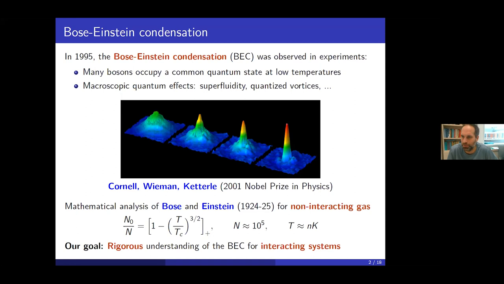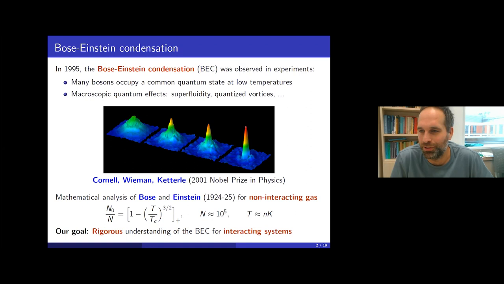So what is actually the goal of what I'm doing and, I would say, fellow mathematicians? We are trying to rigorously understand what Bose-Einstein condensation is and whether it appears rigorously. By that I mean in the form of theorems, mathematical theorems, and especially for interacting systems. Okay, I mean, that's the whole point. So we want to consider interacting systems of bosons.